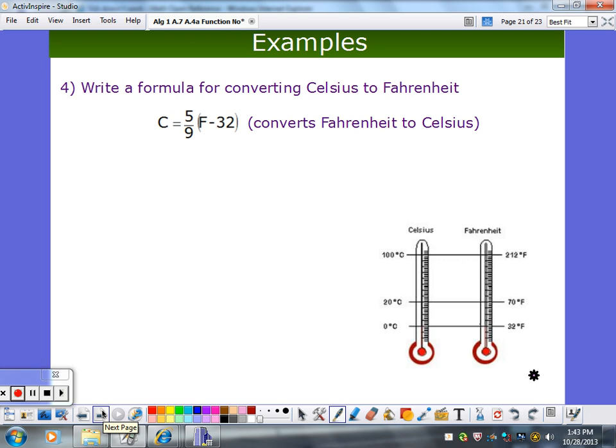Let's try this guy here. A formula for converting Celsius to Fahrenheit.